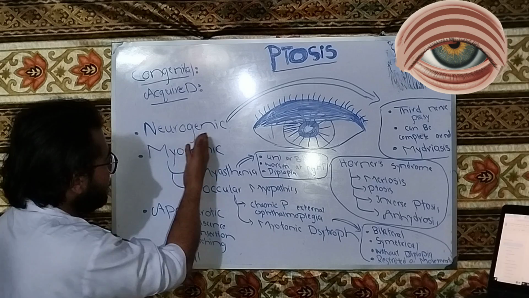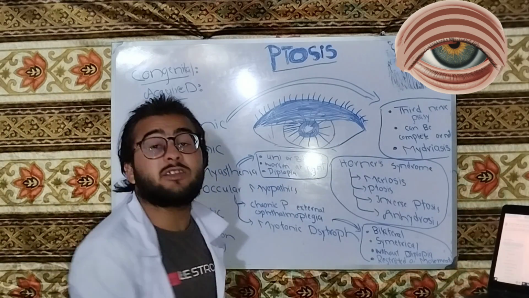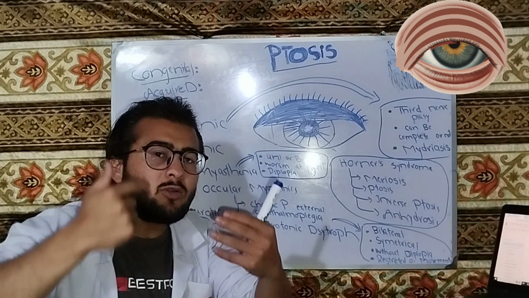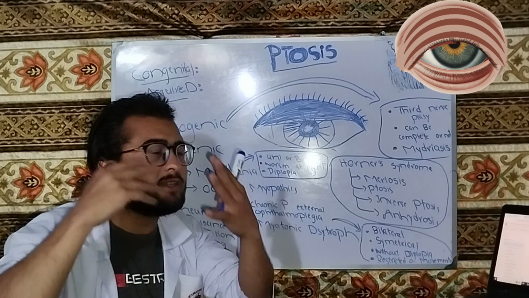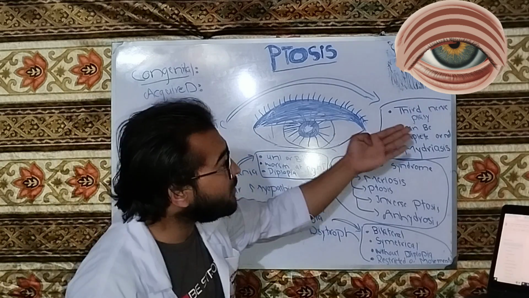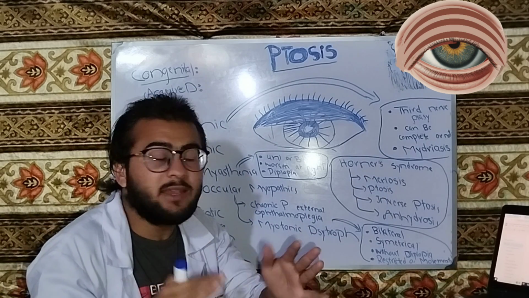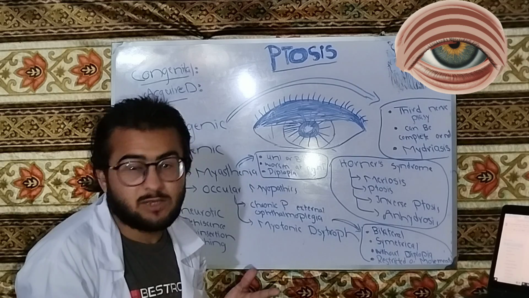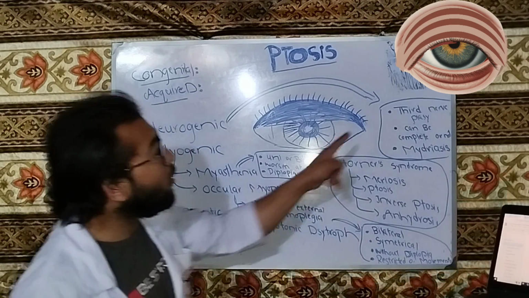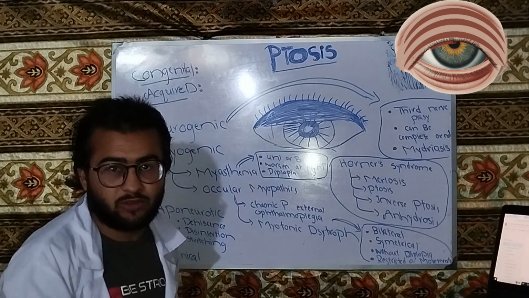For example, neurogenic type of ptosis can be due to the third nerve palsy or it can be due to the Horner syndrome. What is happening in a third nerve palsy? When there is a problem with the oculomotor nerve, when there is palsy, injury or trauma which damages the oculomotor nerve, and we know that the oculomotor nerve supplies most of the extraocular muscles of the eye and the levator palpebrae superioris, which is the main muscle involved in the lifting of the upper eyelid. So when there is a problem with the third nerve, it will cause ptosis, neurogenic type of ptosis.